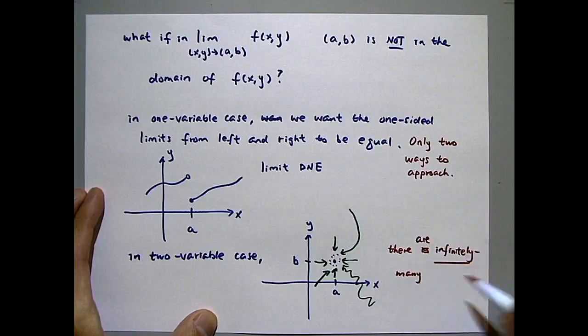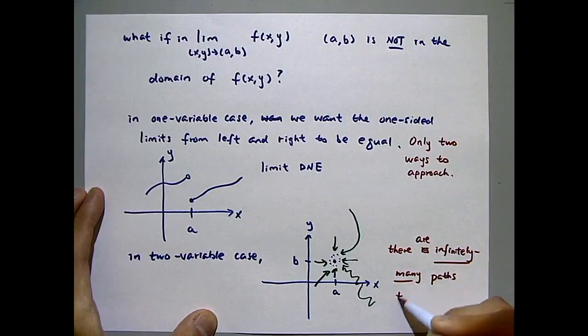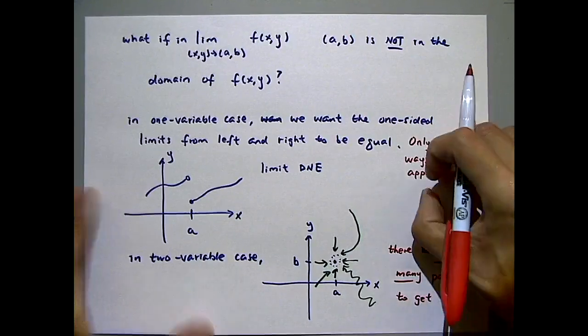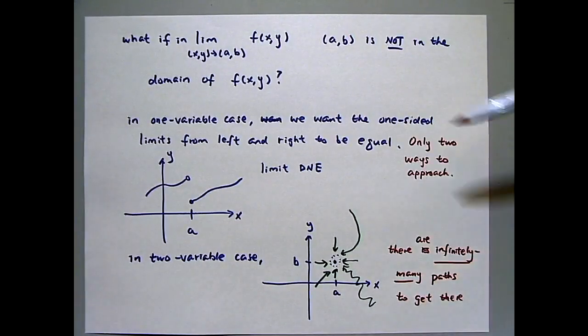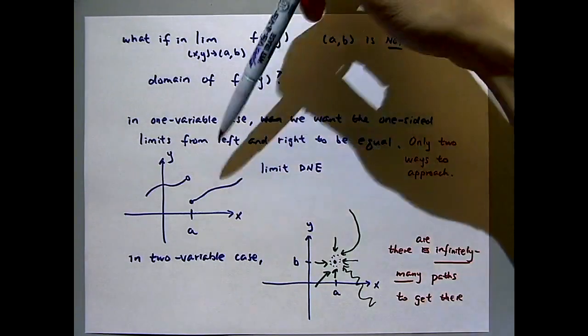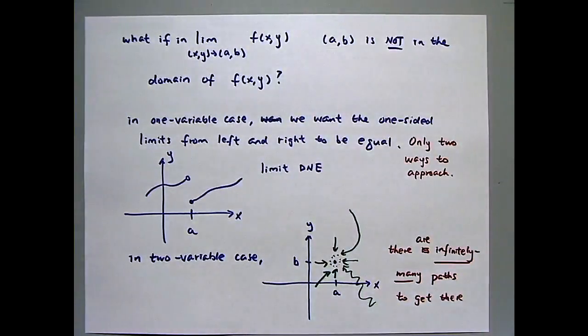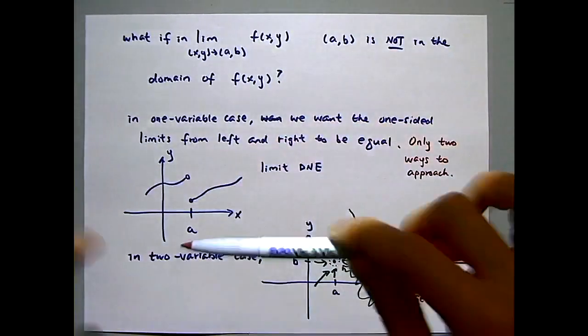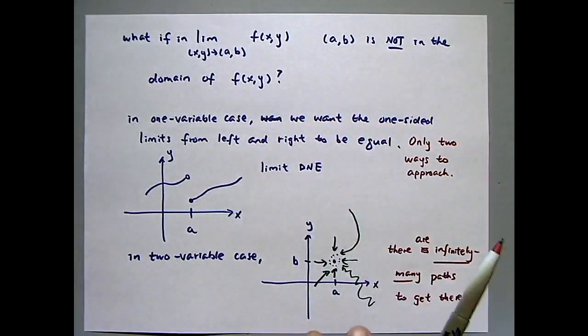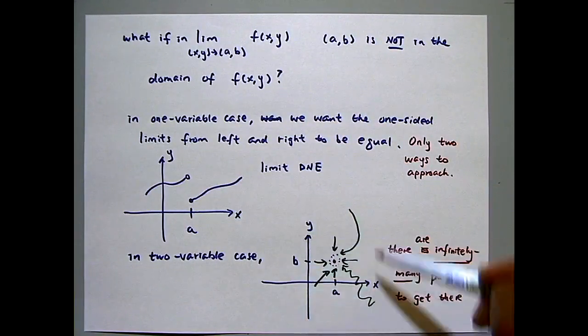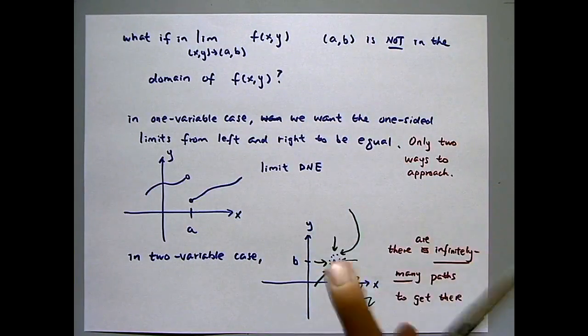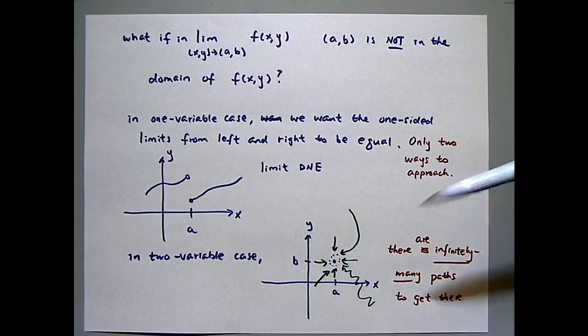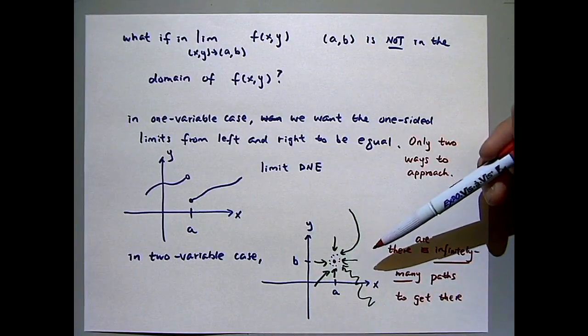There are infinitely many paths to get there. But the idea is the same. Just like in the one-variable case, if the limit does exist, it shouldn't matter which way you get there. You should get the same number. Same thing here. It shouldn't matter which way you approach. You have to get the same number regardless of how you choose to approach.